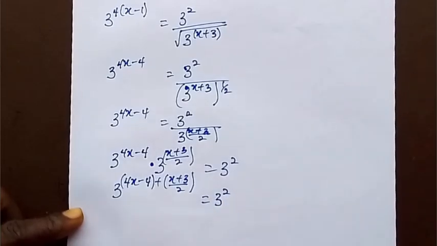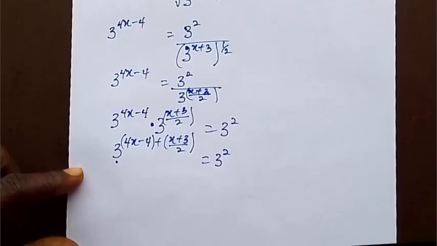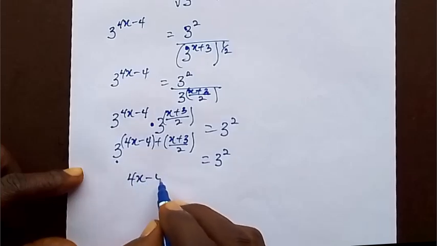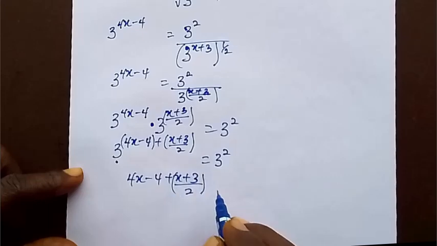That is from the laws of indices: on the same bases multiplying, we keep the base, we add the exponents together. From this, I have an equation which gives us 3 raised to the power 4x minus 4 plus x plus 3 all over 2 equals 3 raised to the power 2, which becomes an indicial equation with the bases at both sides being equal. Therefore, I can just equate the exponents, giving me 4x minus 4 plus x plus 3 all over 2 equals 2.